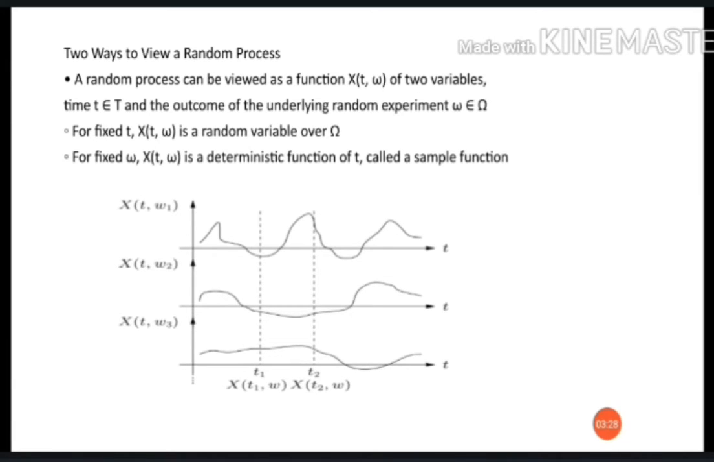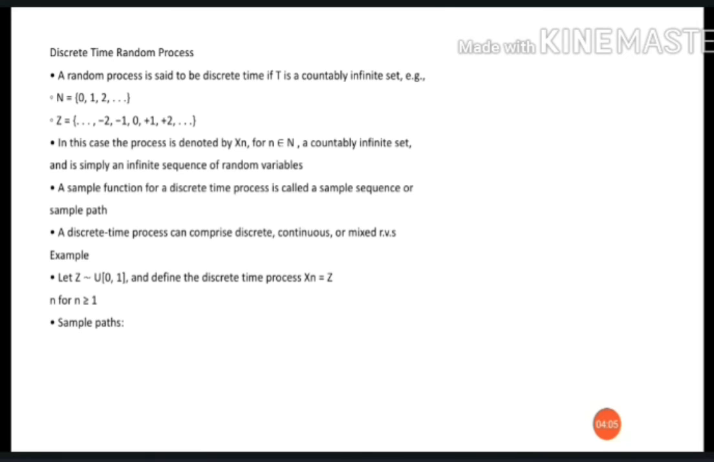A random process can be viewed as a function X(t, omega) of two variables. The time t belongs to the interval T, and the outcome of the underlying random experiment omega belongs to capital Omega. For fixed t, X(t, omega) is a random variable, like we have already said: if we draw a vertical line on the graph, we eventually get the random variable.